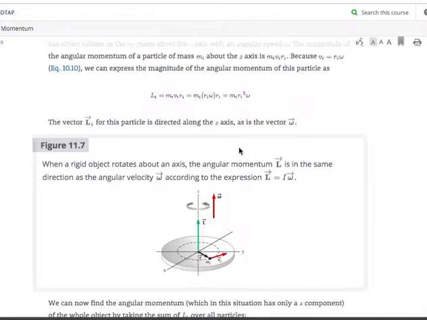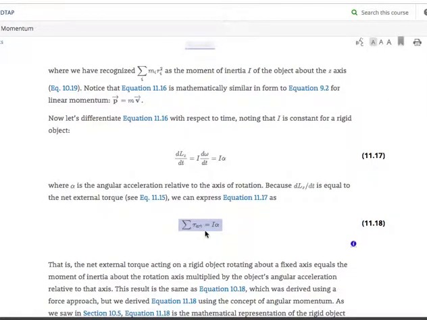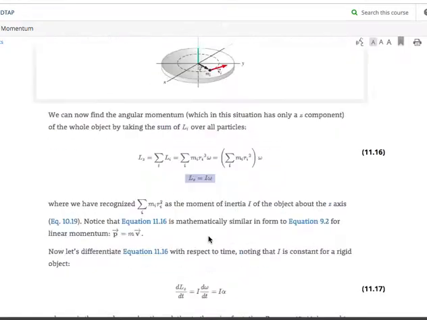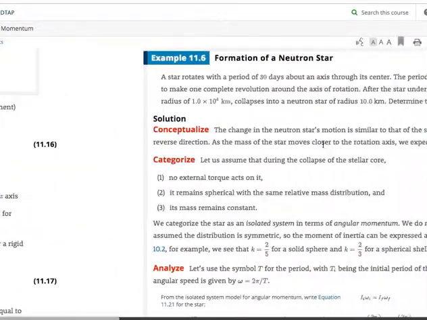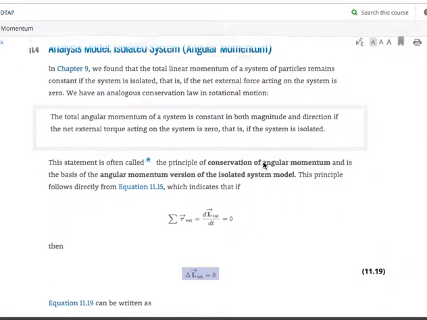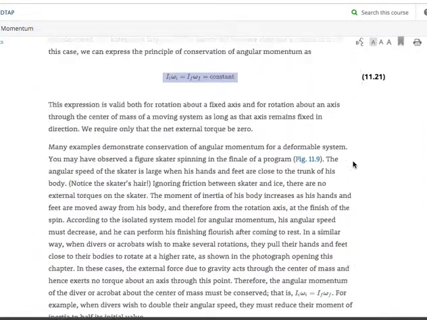For an isolated object, angular momentum is moment of inertia times angular velocity. So a net torque will equal I alpha. We've seen this already, that the net torque will result in a change of angular momentum. But the other way to say that is that net torque is equal to I d omega dt. If you have an isolated system, then the total angular momentum of the system remains constant.